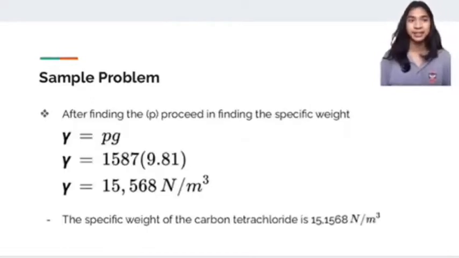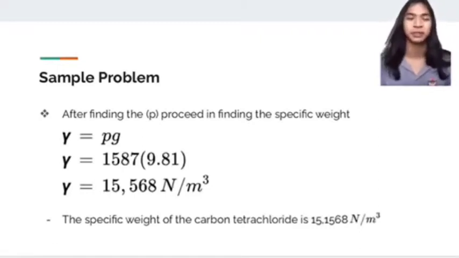After finding the density, proceed in finding the specific weight. Gamma is equals to rho g or density times gravity. Next is substitute the density, which is 1,587, and the g, the gravitational acceleration, the constant value is 9.81. And we get 15,568 Newton per cubic meter. And that's the specific weight of the carbon tetrachloride.